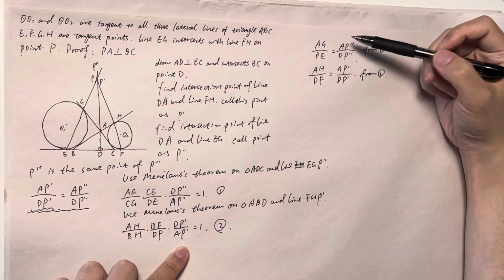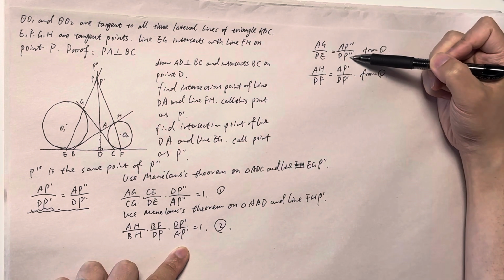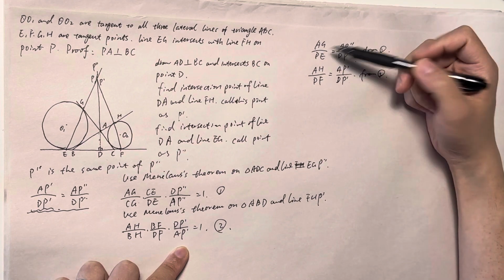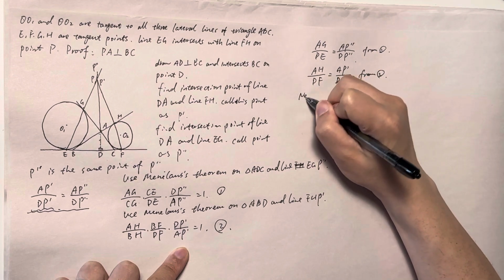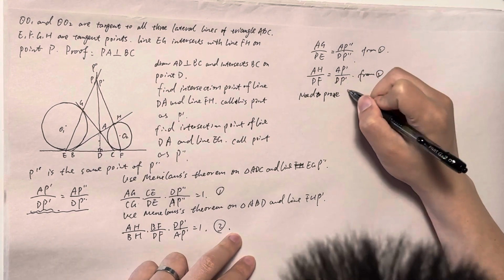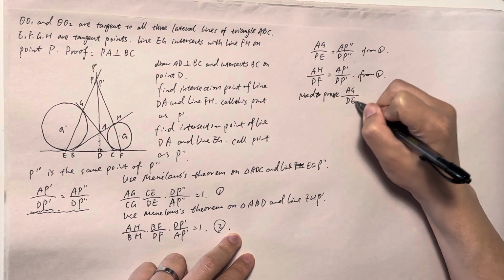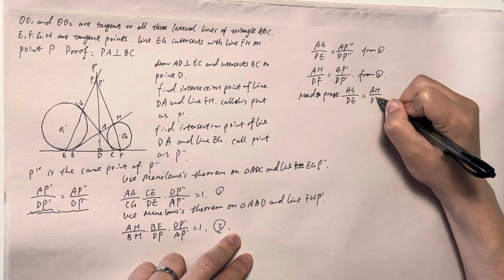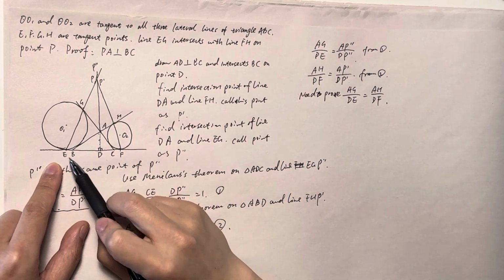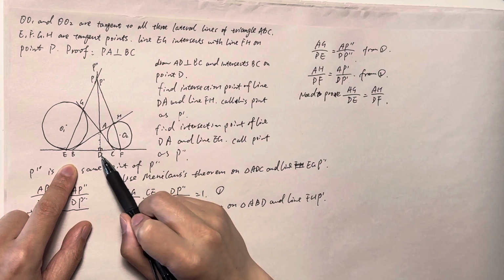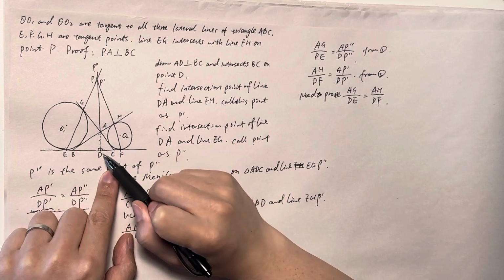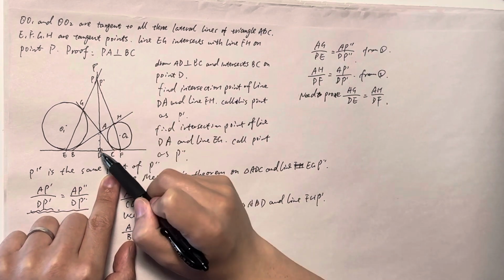So we want to prove that AP double prime divided by DP double prime equals the ratio of AP prime to DP prime. We just need to prove that AG divided by DE equals AH divided by DF. Now we look at the figure: AH, DF, AG, DE.